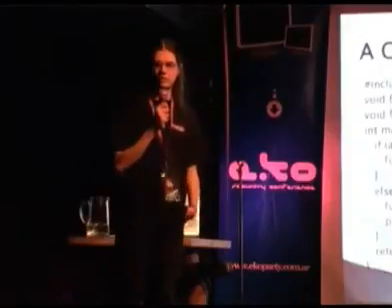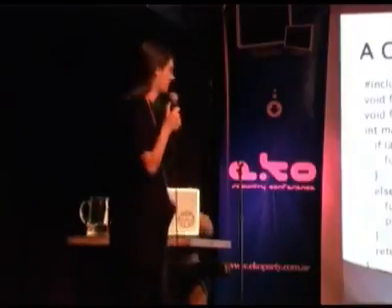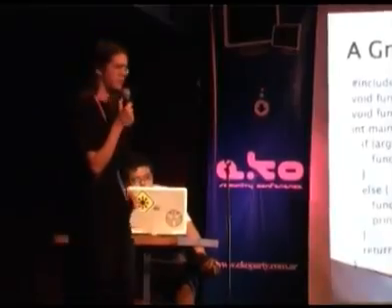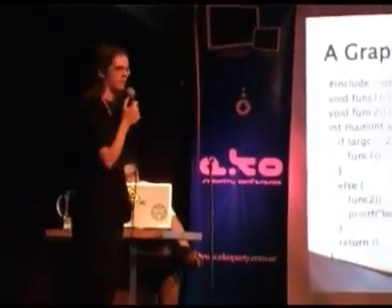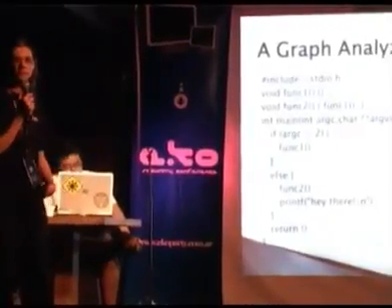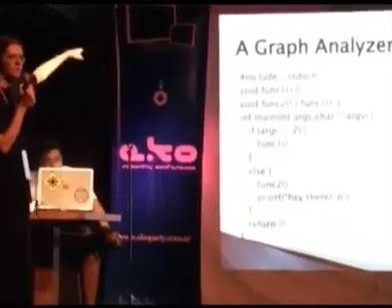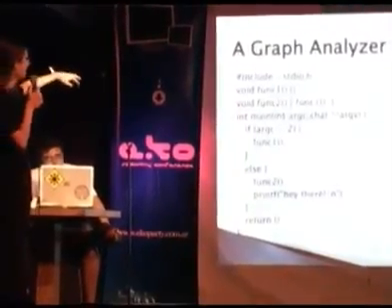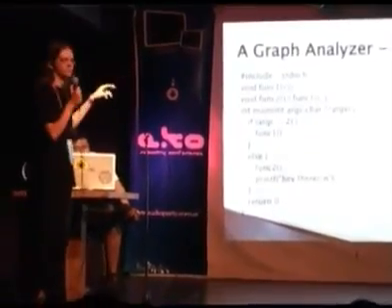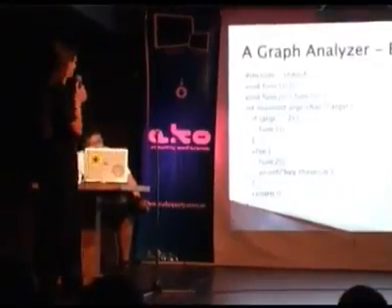Finally, a small example of how the graph analyzer works right now. If we were building a graph for this program, which is a very simple program, basically it has the main function and two other functions, func1 and func2. Func2 calls func1, and main can call both functions depending on a conditional. So it has an if-else statement.